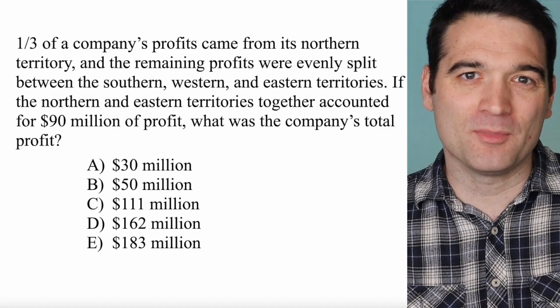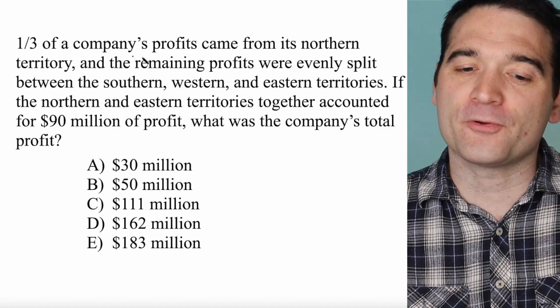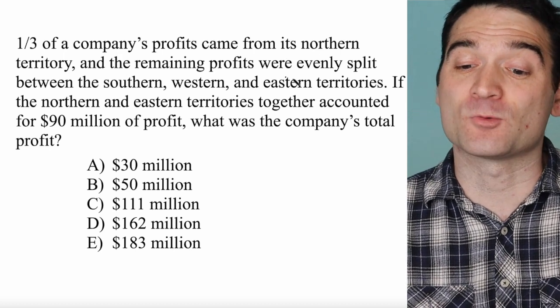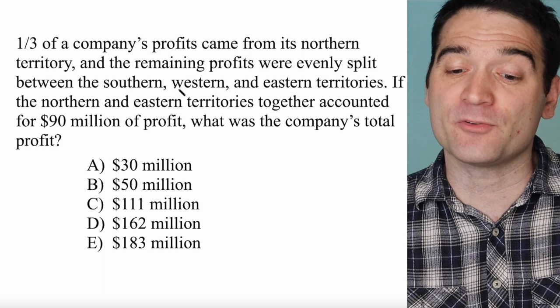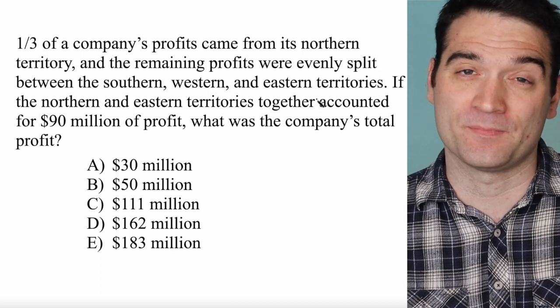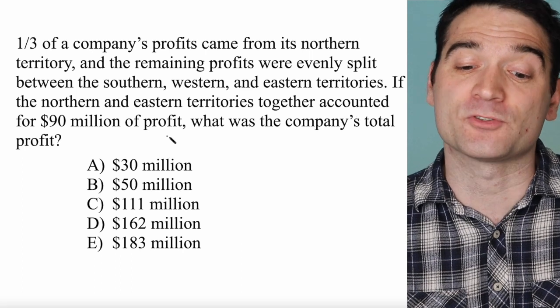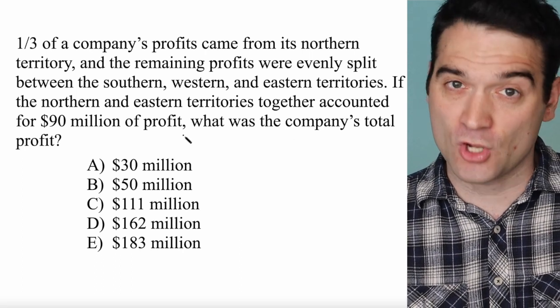Here's a GRE word problem. Let's take a look. 1/3 of a company's profits came from its northern territory, and the remaining profits were evenly split between the southern, western, and eastern territories. If the northern and eastern territories together accounted for $90 million of profit, what was the company's total profit?